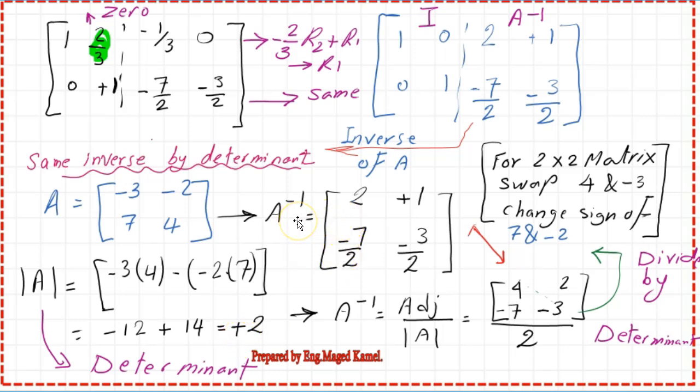So the inverse of matrix A will be 2, plus 1, minus 7 over 2, minus 3 over 2, which is matching with the inverse of matrix A that we have obtained by using the augmented matrix. We'll move to the next slide.